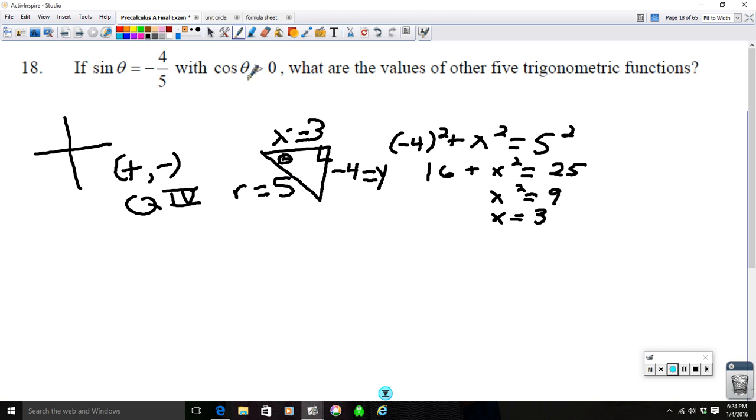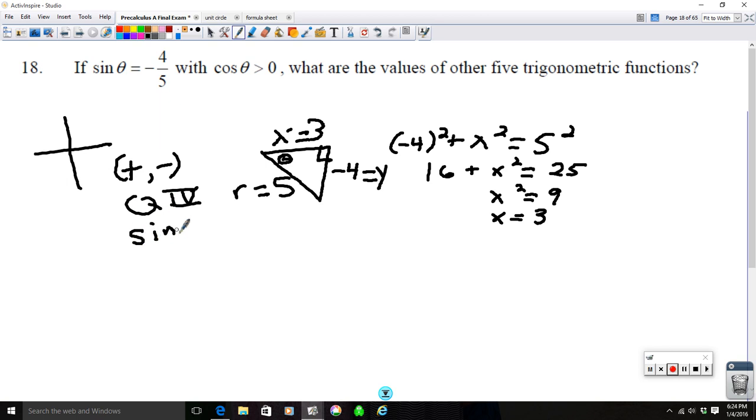Also, since the cosine is greater than 0, we know we're going to have a positive cosine. So that's also another reason why we knew this was quadrant 4, because sine is negative in 2 different places, over in quadrant 3 and 4. But cosine is always going to be positive in quadrant number 4. So now I need to find the other 5 trig functions.